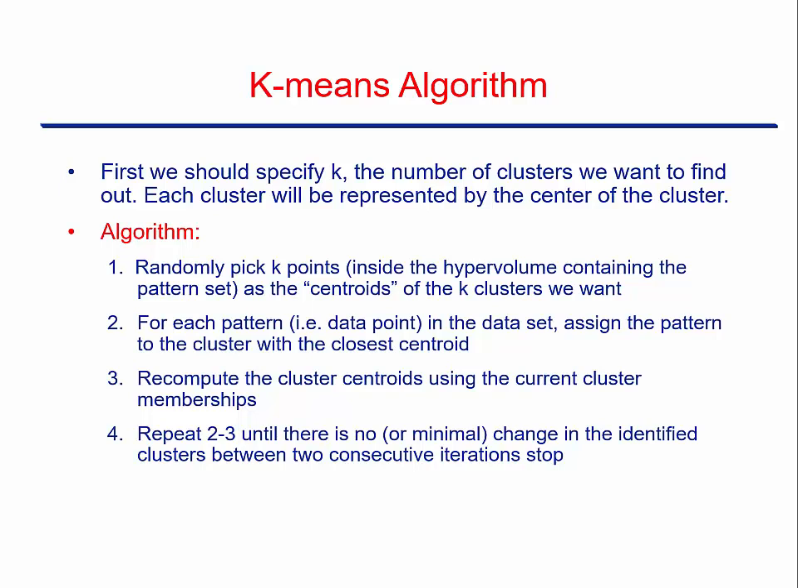The idea of the algorithm is also very simple. At the beginning, we will randomly pick k points as the centroids of the k clusters. Then for each data point in the dataset, we will assign the data point to the cluster represented by the closest centroid to the data point. So we will choose the closest centroid to the data point and assign the data point to the cluster represented by this centroid. After all the data points have been assigned, we will recompute the cluster centroids using the current clustering.